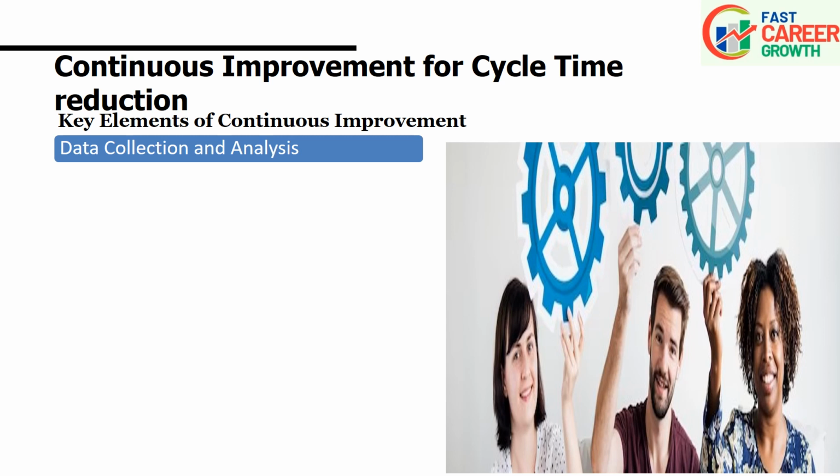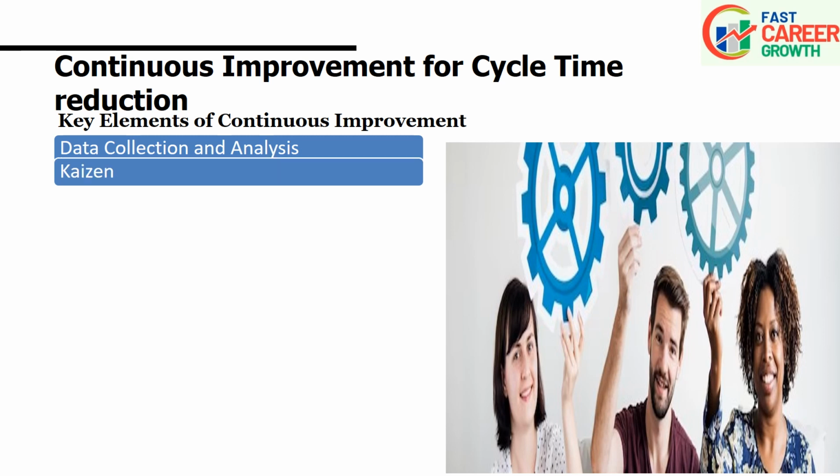Key elements of continuous improvement. Data collection and analysis. The importance of collecting data related to cycle time and other process metrics to identify areas for improvement. Kaizen. The Japanese term Kaizen represents the philosophy of continuous improvement, focusing on small, daily changes that accumulate over time.